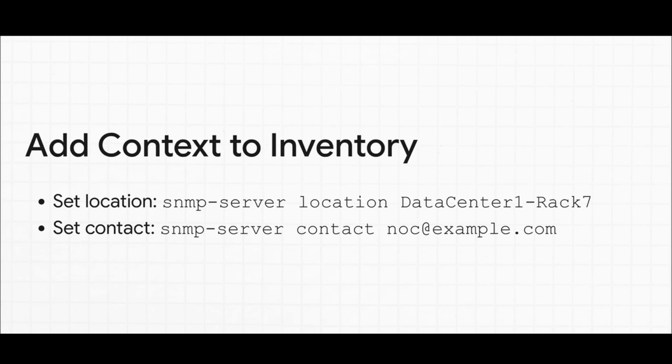Why? Because when you get that alert at 2 a.m., the last thing you want to do is dig through spreadsheets to figure out which device is screaming for help. This tells you instantly, oh, it's the one in Data Center 1 on Rack 7. And if you need to call someone, the contact info is right there. It turns your monitoring system into a real inventory system.